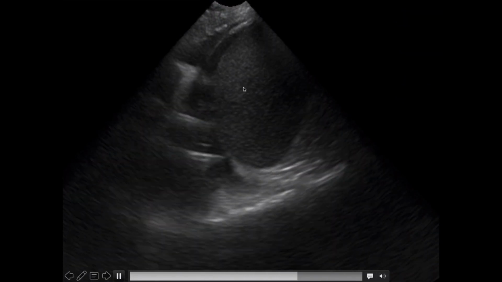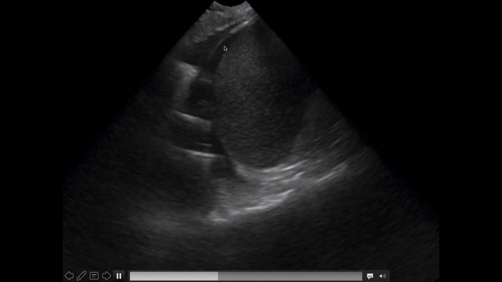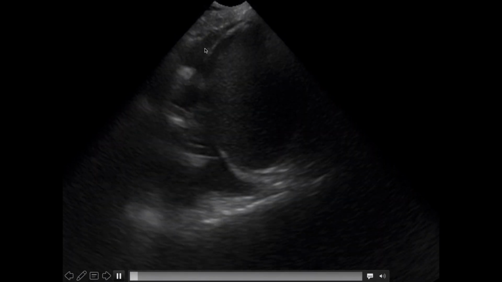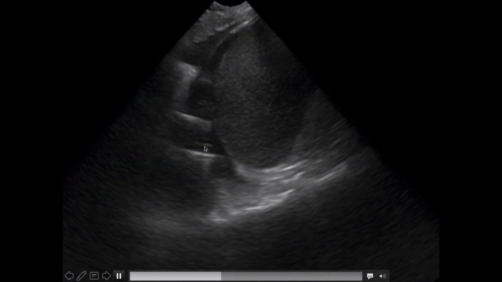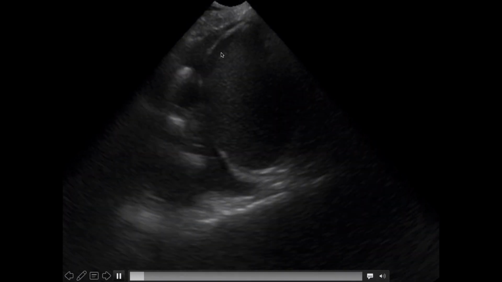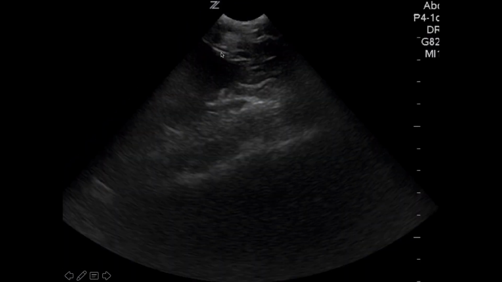Here's a left upper quadrant where you have the spleen. You can see some fluid below the diaphragm and fluid above the diaphragm. So again, bilateral hemothoraces, worse on the right than the left, and then you see some intra-abdominal fluid as well.